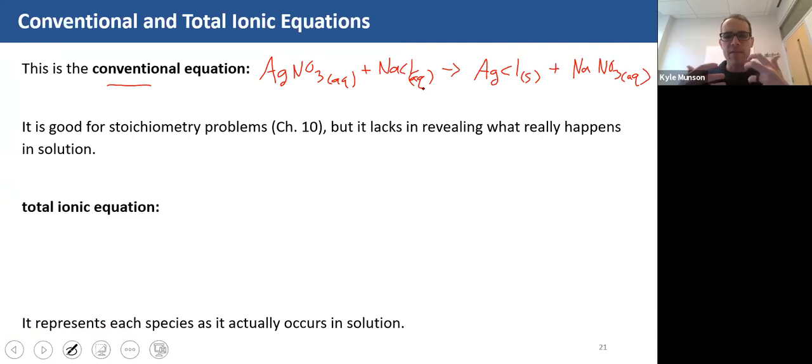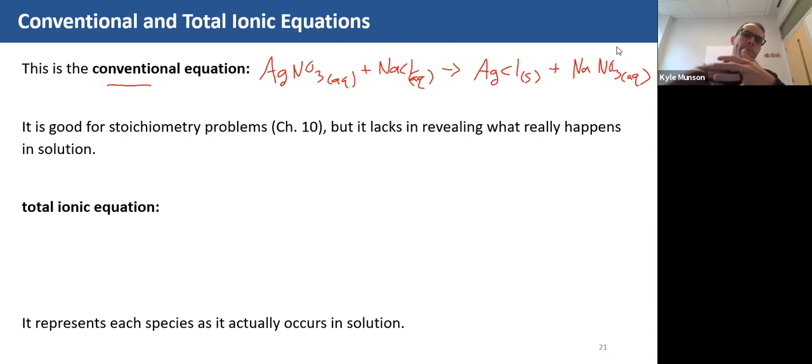Okay, so that's the conventional equation. And that's what we've been using up to this point in the class to represent chemical reactions. And it's good for stoichiometry problems like we talked about in chapter 10, converting grams of one substance to grams of another substance, but it lacks information about what's really happening in the solution, okay?